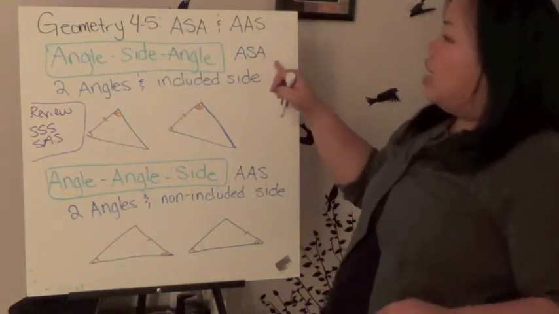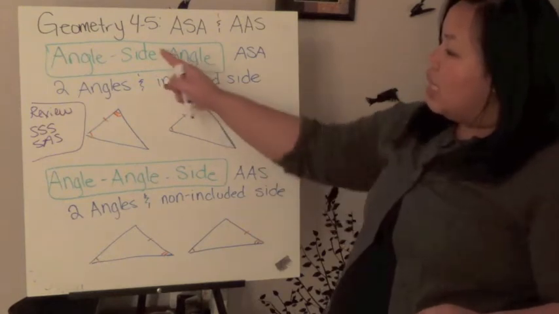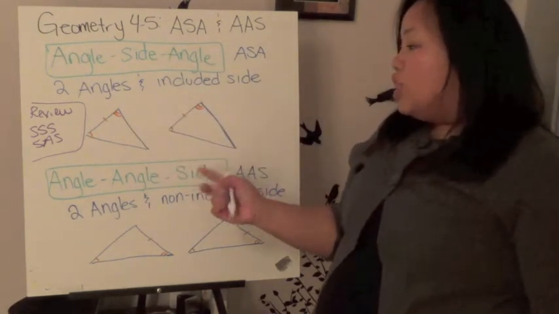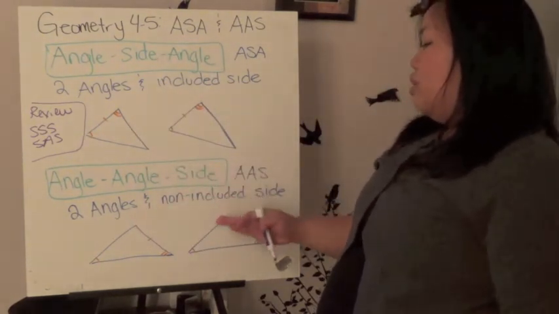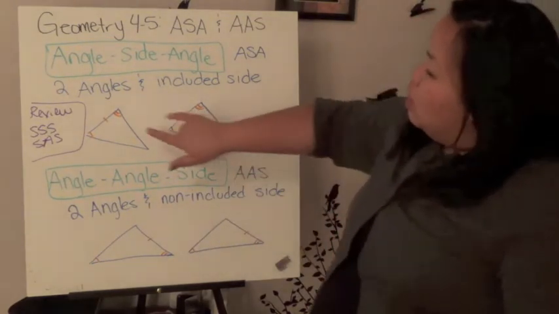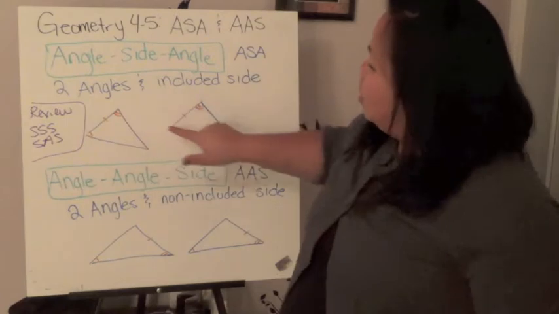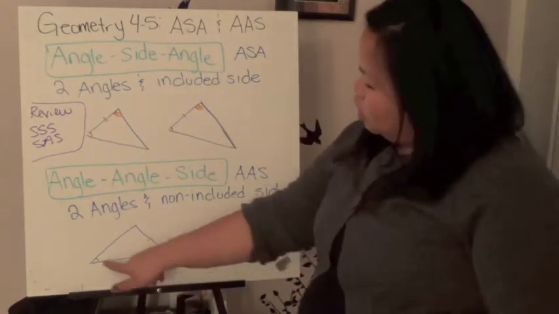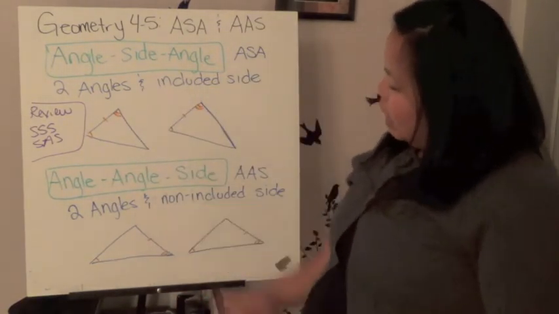We have angle, side, angle, so two angles and a side that's included, or it's also two angles and a side, but this one is a non-included side. What it means by included is that the two angles enclose that side, but in this one the two angles are here and then there's one side that's off.